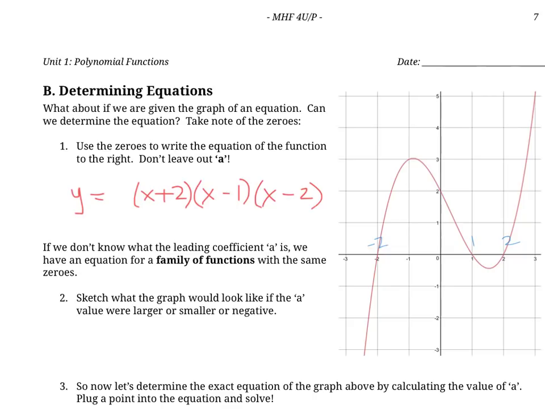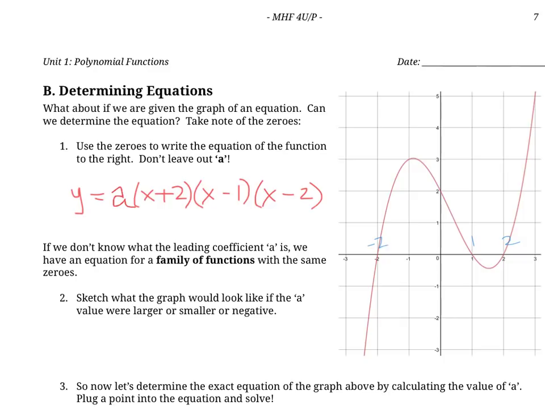Do we know what the a value is? Not yet. So we're just going to leave that as an a there at the beginning. If you're thinking a little bit ahead, you can probably guess what sign the a value has, if it's positive or negative, but I'll leave that up to you to think about. So what we know now is an equation of the family of functions that passes through those 3 zeros, right? We haven't pinned down an a value yet.